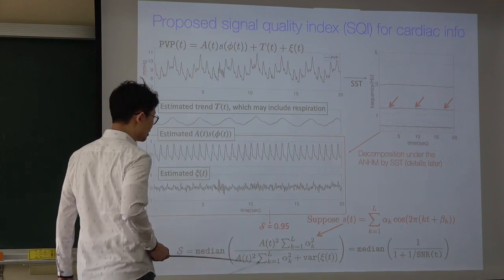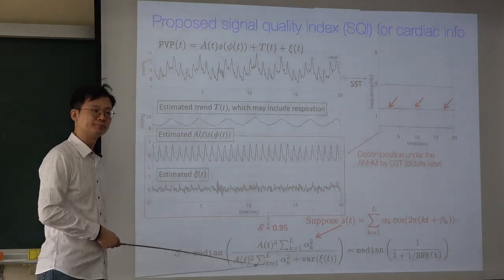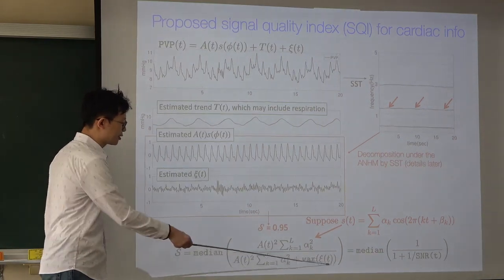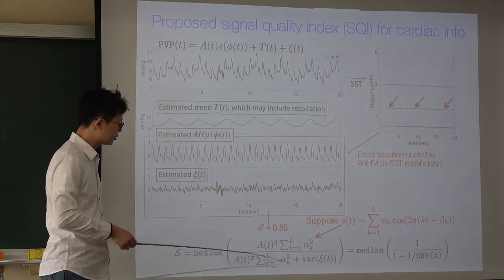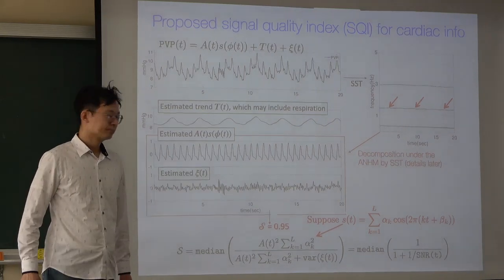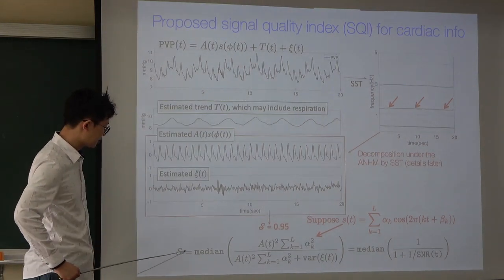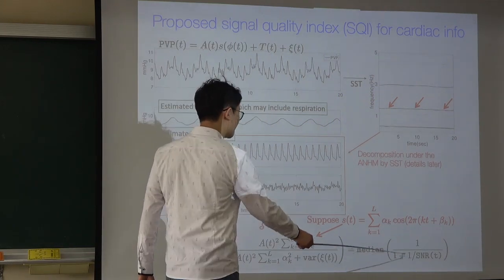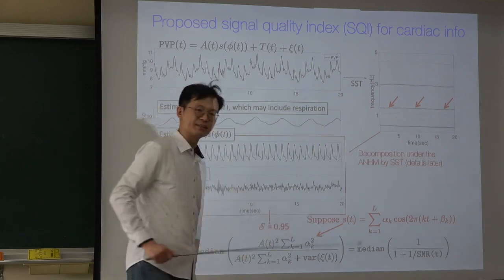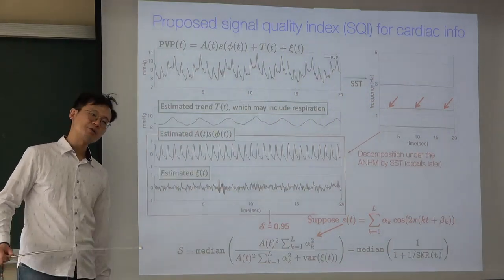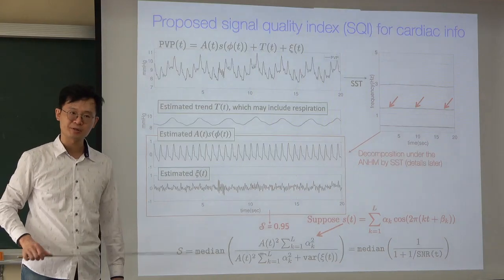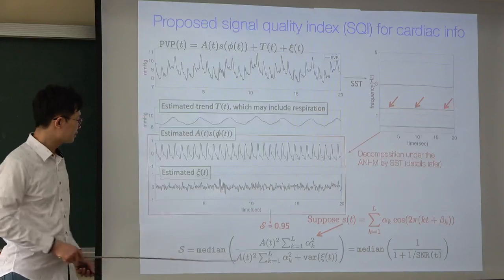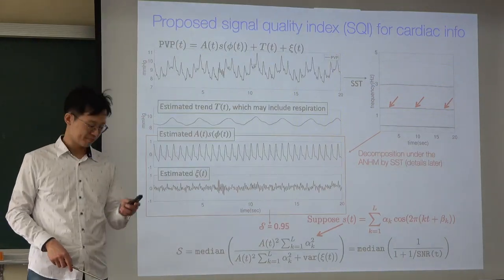Then we study just the signal to noise ratio. This is the strength of signal oscillation. This is the total energy of the cardiac oscillation and the noise. And this is called the signal quality index, which you can view as 1 over 1 plus 1 over SNR. The signal to noise ratio is the signal strength divided by the noise strength. So this design is to allow the index to be located between 0 and 1.